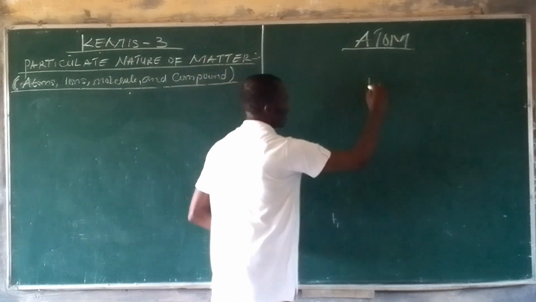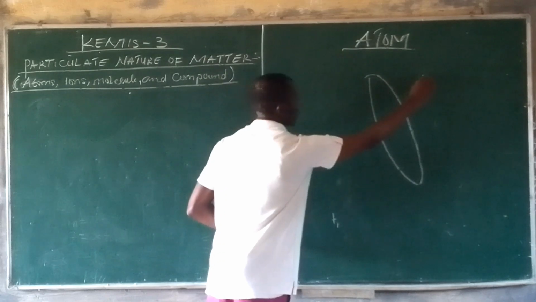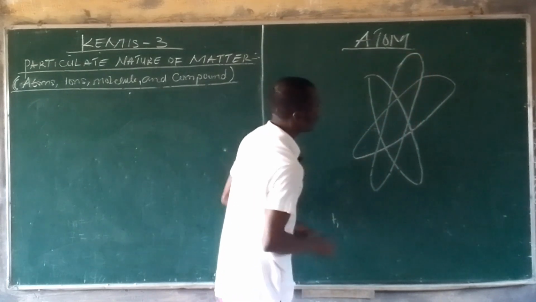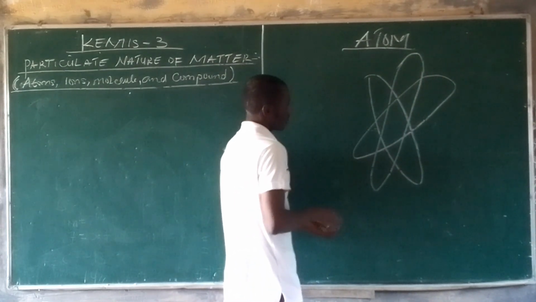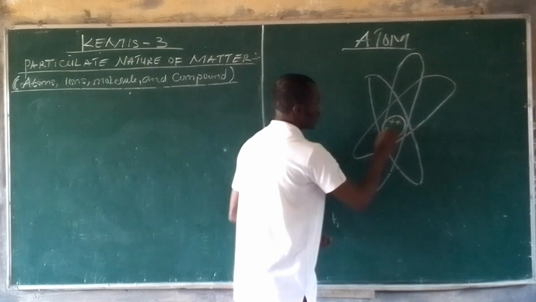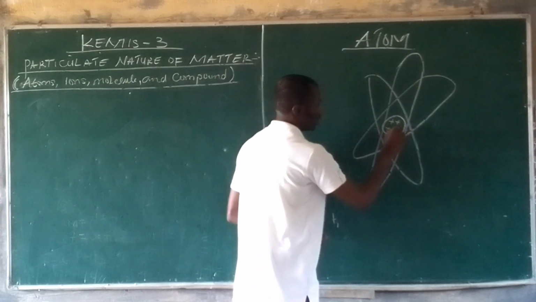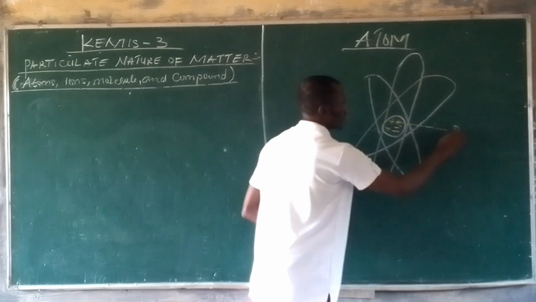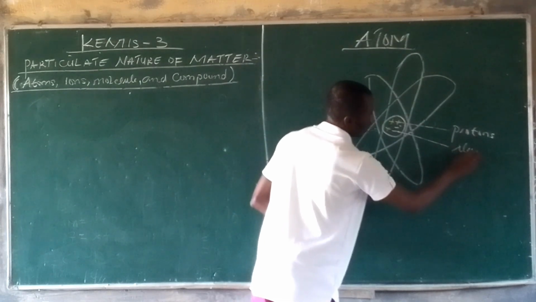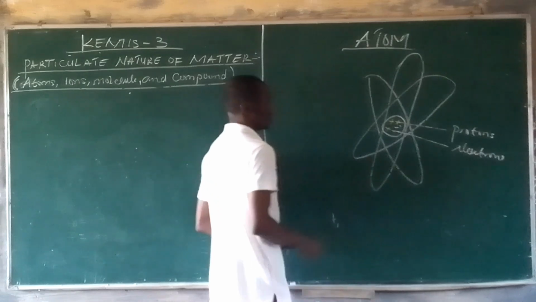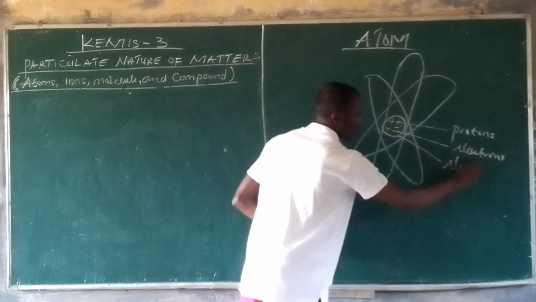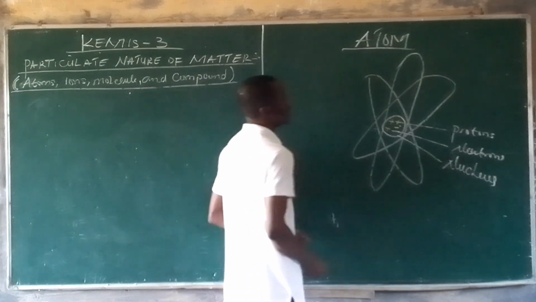And this atom has a structure. I'm not that artistic, but I'm going to draw. Now this structure has a nucleus which contains two charges, a neutral charge and a positive charge. The positive charge is called protons. The neutral charge is called neutrons. Now we have inside the nucleus the proton and the neutron.